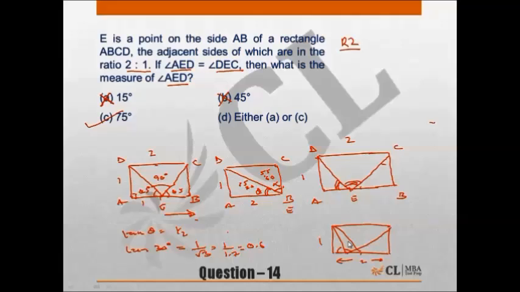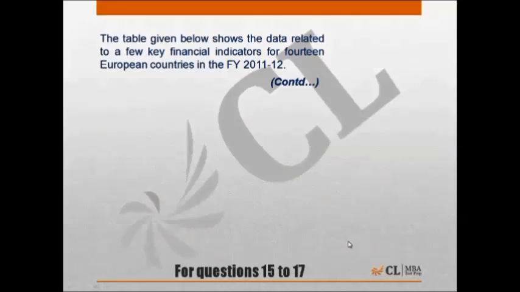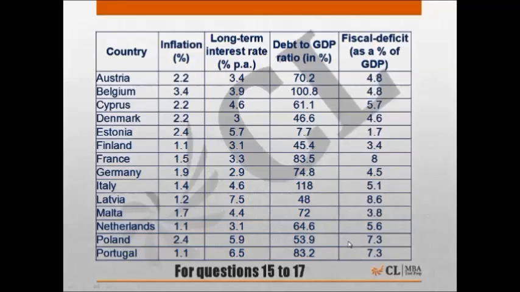Okay. Let's look at the next question. Again a question from DI. Let's look at the table. The table below gives financial indicators of 14 European countries. Great, so that's the data given to us. Let's come back to the data after looking at the question, but very quickly, it gives us the inflation percentage, interest rate, debt to GDP ratio in percentage terms, and fiscal deficit as a percentage of GDP.